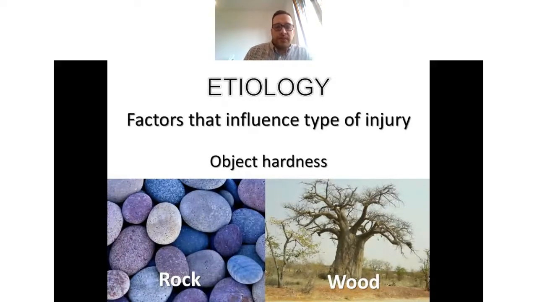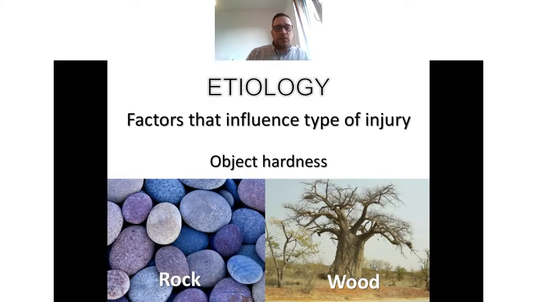So the factors that influence the type of injury: first, object hardness. If you have a rock or if you have wood, the injury will not be the same, okay? Because if you have the rock, when the rock hits the tooth, what will happen? The fracture will occur, of course. The smaller the object, the bigger the speed, the more fracture will happen. Then again, if you have something that is resilient, like wood, for example, when kids or people get hit by a tree or hit into the tree, since it's resilient, then maybe fracture will not occur. But what may happen is that the surrounding tissue will get hurt instead of the teeth.